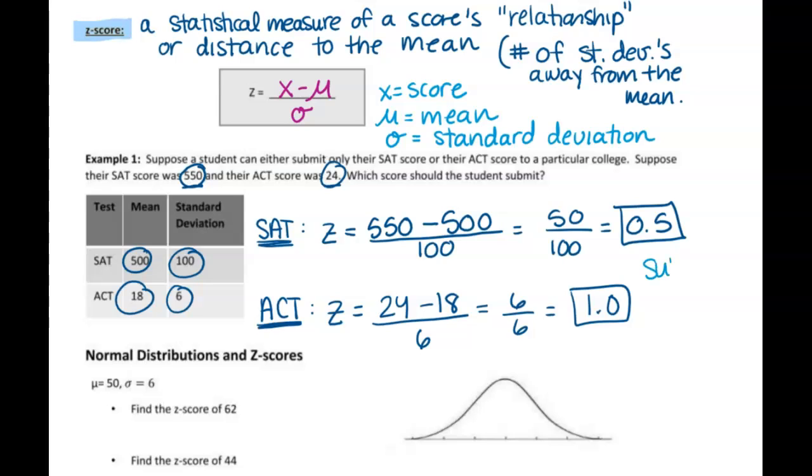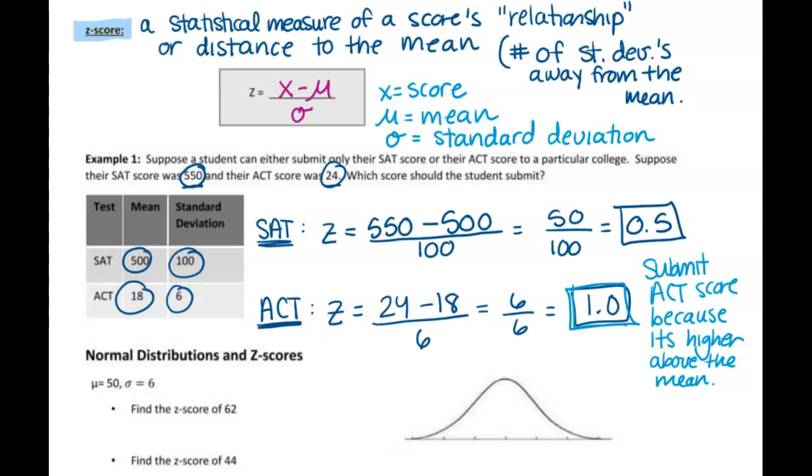And so this student should submit the ACT score because it's higher above the mean, or a greater distance above the mean. The ACT score was 1 standard deviation above the mean, whereas the SAT was half a standard deviation above the mean.